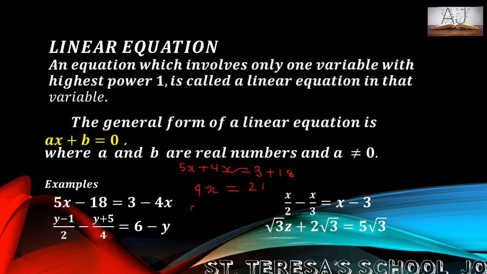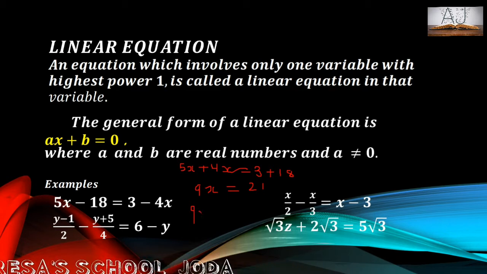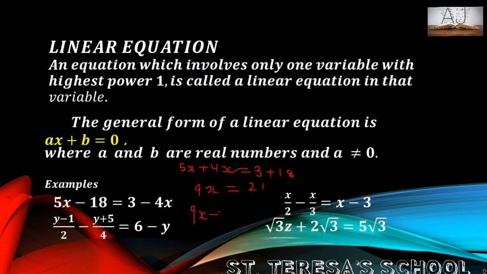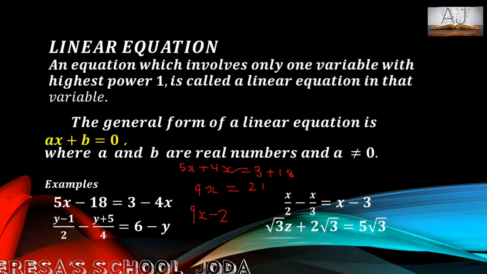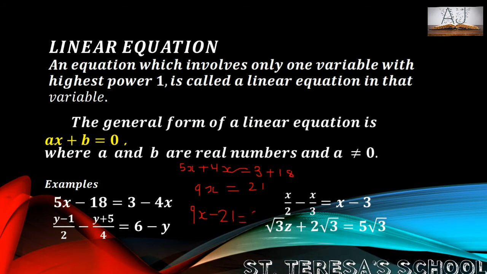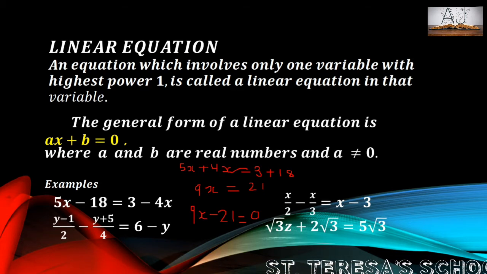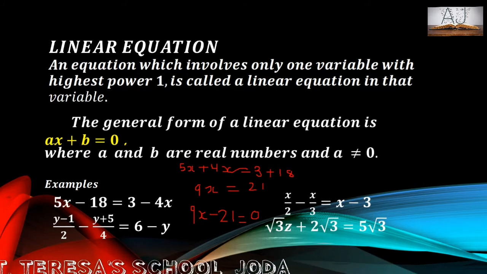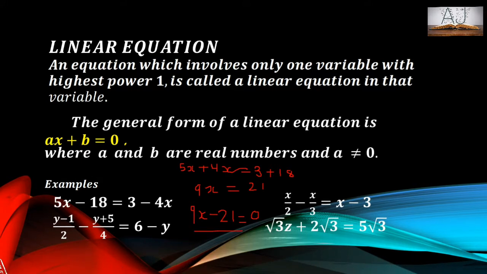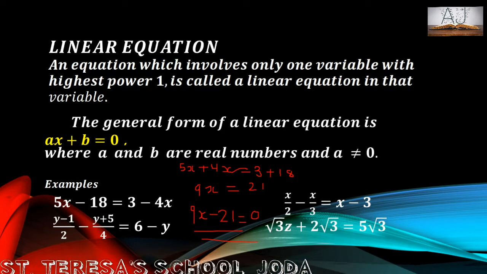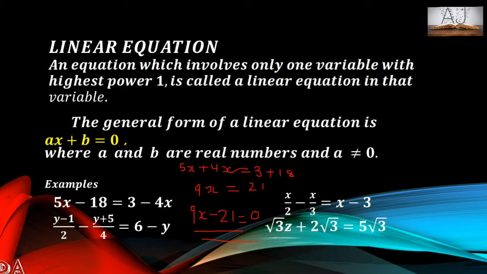Still it's not in the form. We will take 21 to the other side. So 9x minus 21. 21 goes to the other side, becomes minus. Minus 21 equals 0. Now isn't it in the form which we want? Yes, ax plus b equal to 0. You can see here a is 9 and b is minus 21. So 9x minus 21 equal to 0 is in the form of ax plus b equal to 0.